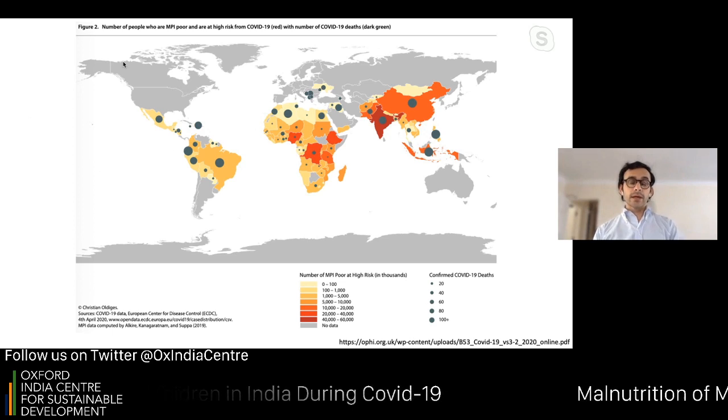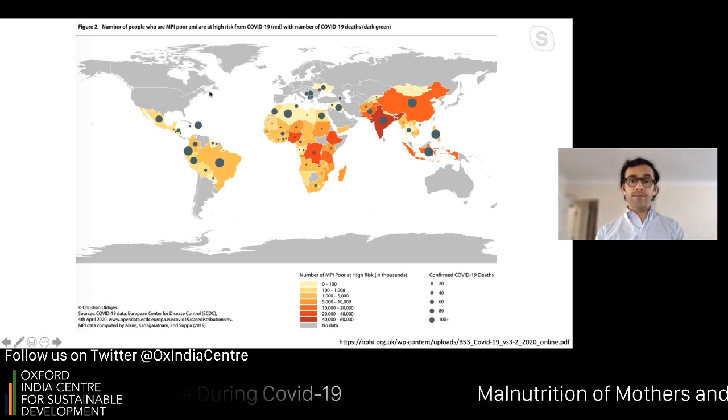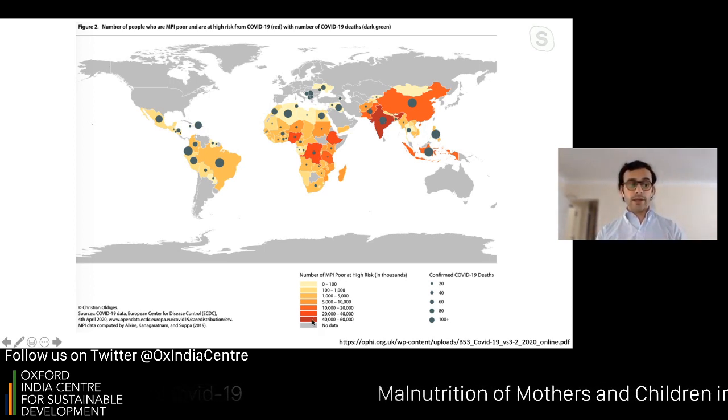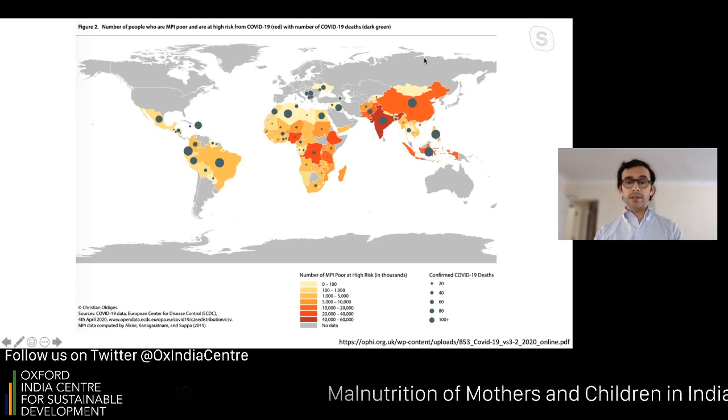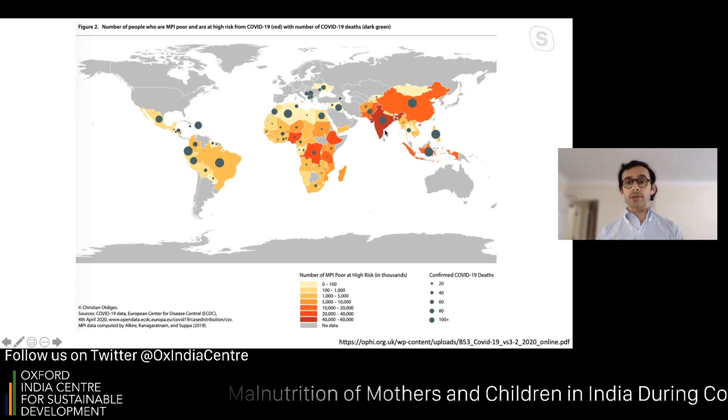And of all of the countries that they looked at, this is a heat map that they've created where red is bad, and what you can see is that India is the highest risk country out of all of the countries that they looked at.